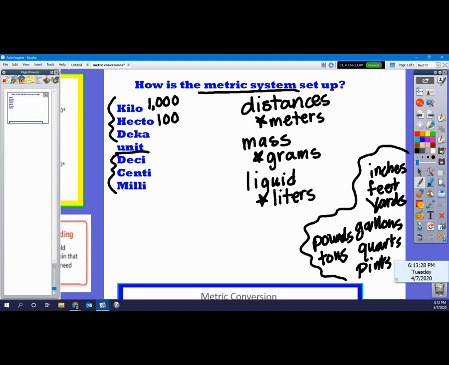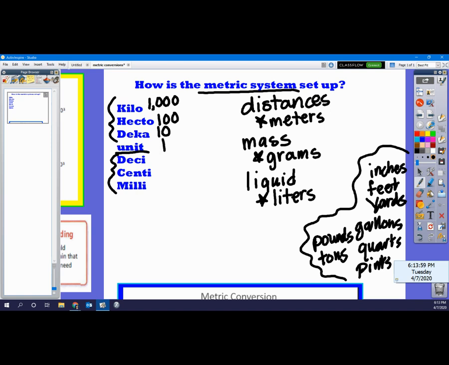Hecto means 100, so we use hectometers, hectograms, or hectoliters when we're measuring something medium big. Deca means 10, so decameters, decagrams, decaliters are used when we measure something kind of normal big, small big. And then we have our just one unit.